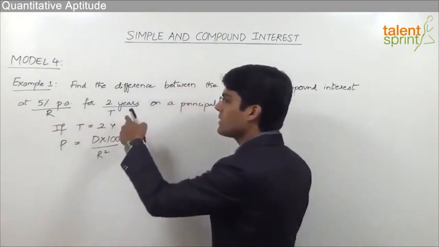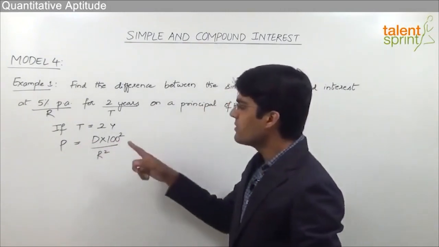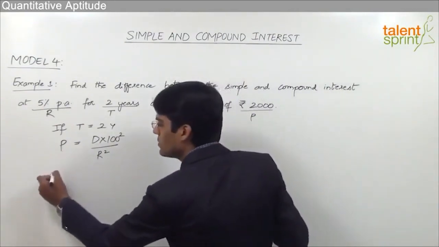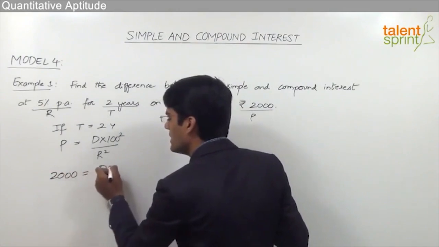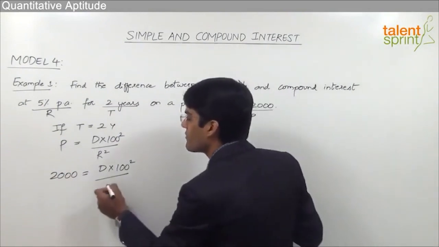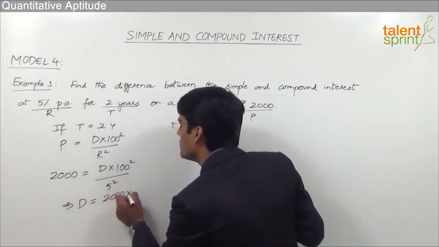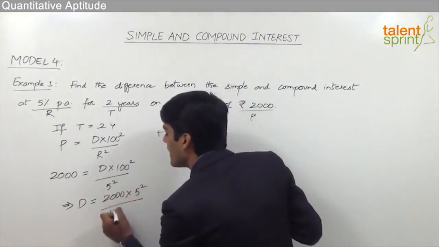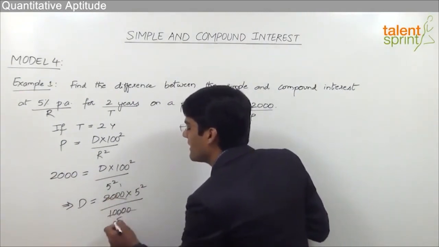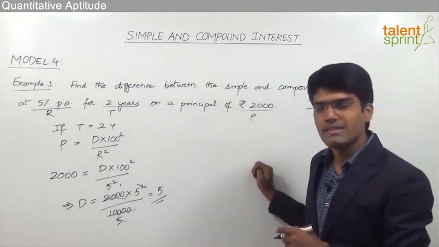So as the time period given in the question is 2 years, we can take the principal as d into 100 squared by r squared. So let us now substitute the values at the proper places and find out the required answer. So we know that principal is equal to 2000. So this 2000 should be equal to d into 100 squared divided by r squared. R is nothing but 5 here. So 5 squared. So from this, the difference d can be taken as 2000 into 5 squared divided by 100 squared. 100 squared is nothing but 10,000. Now 2000 goes 5 times, and 5 and 5 gets cancelled. So we can say that the difference between simple interest and compound interest in this case will be rupees 5.